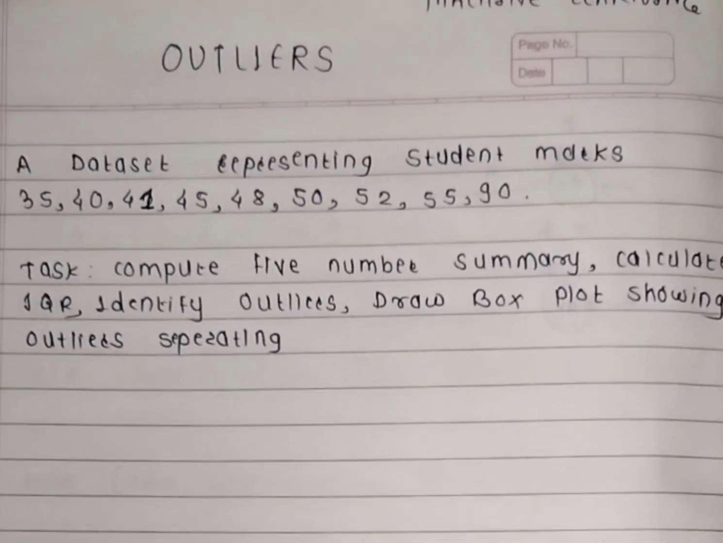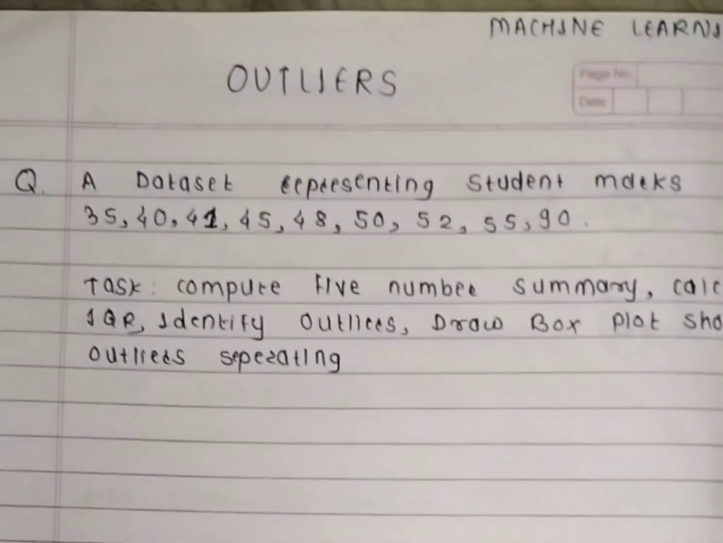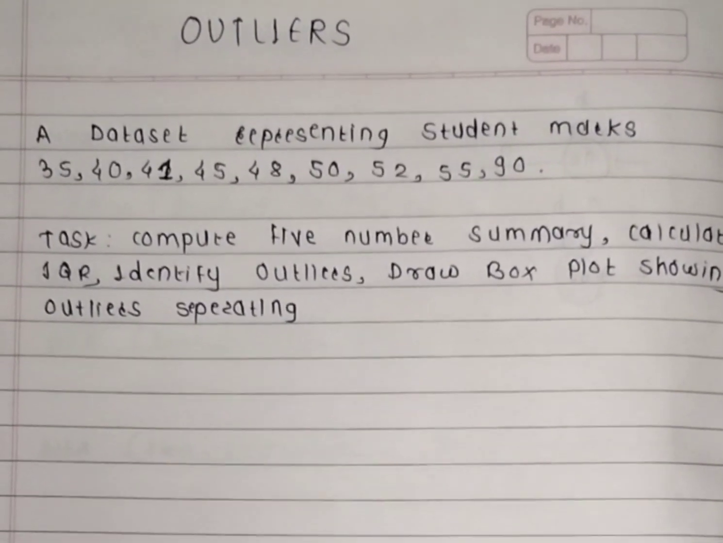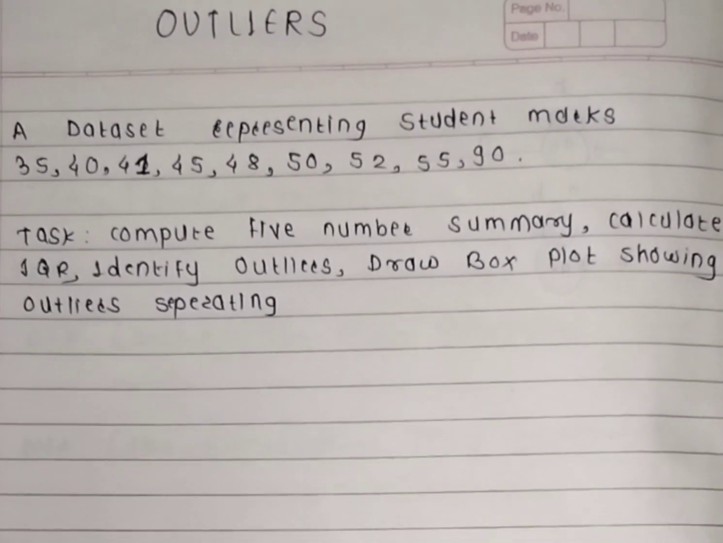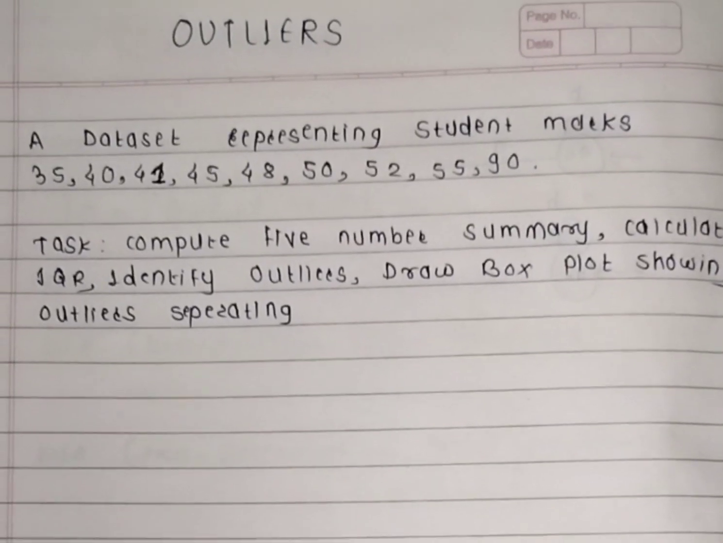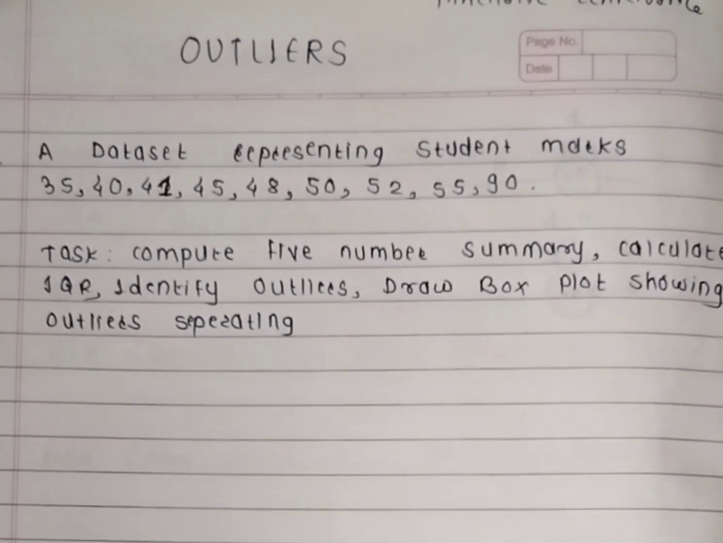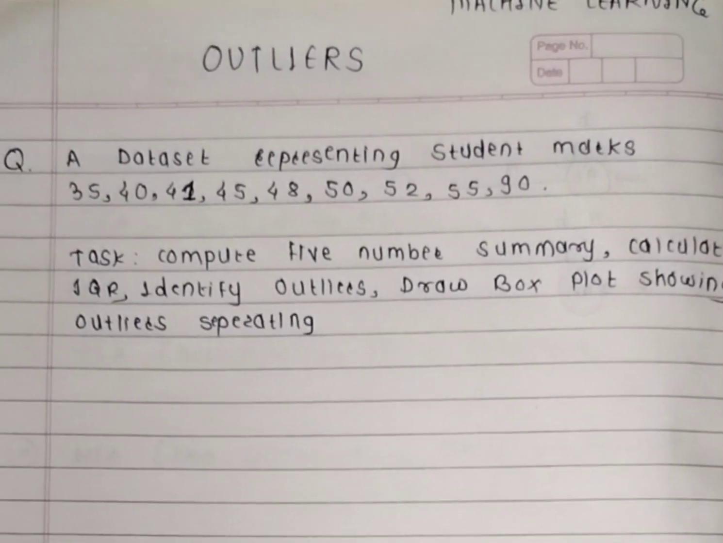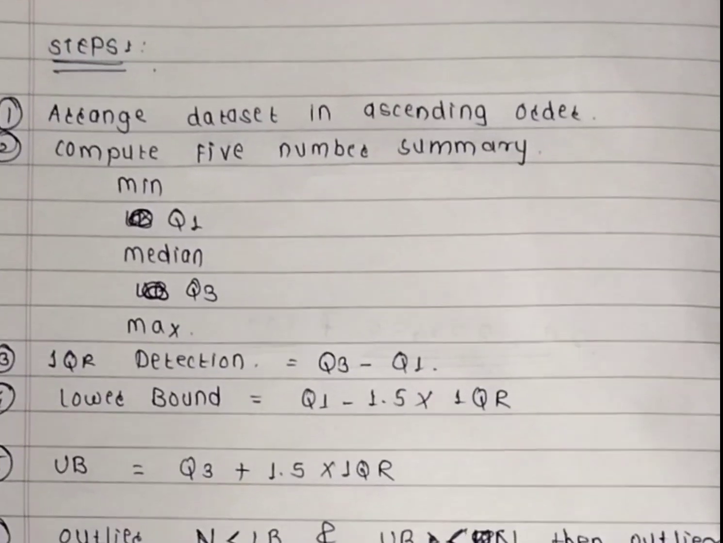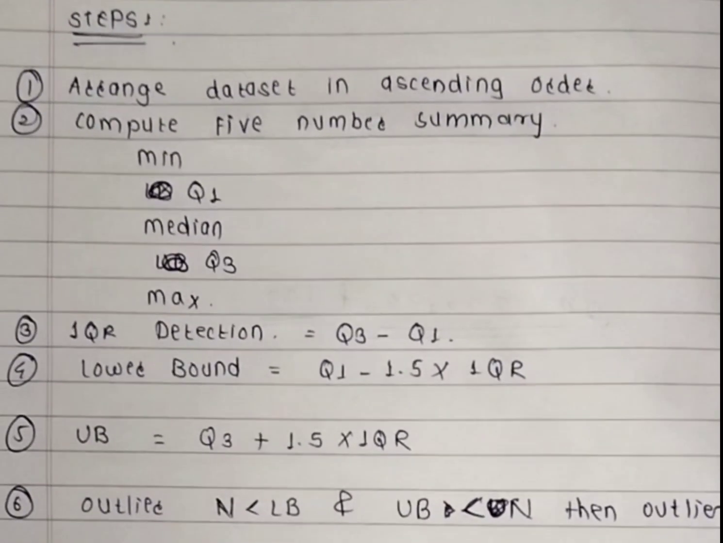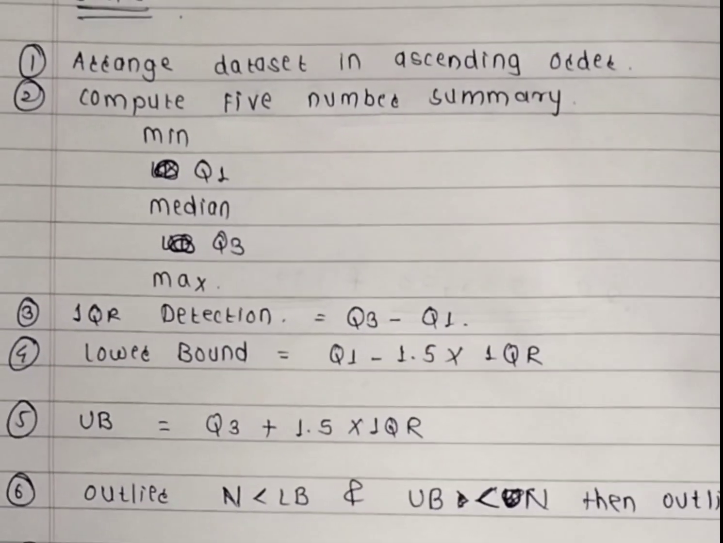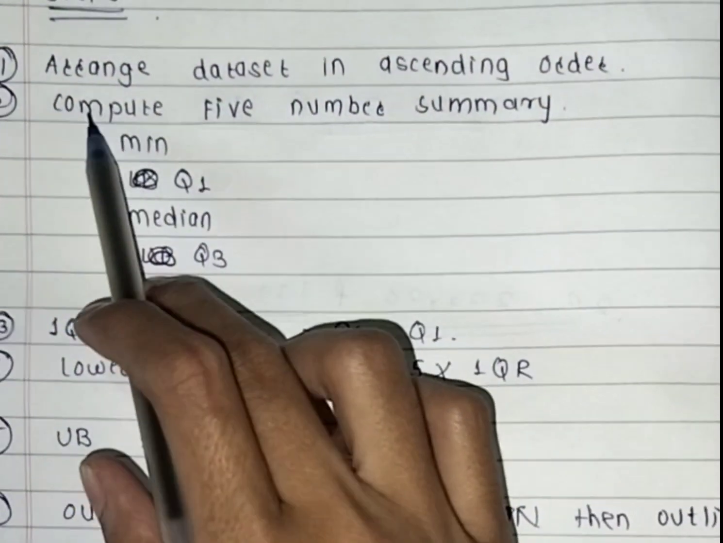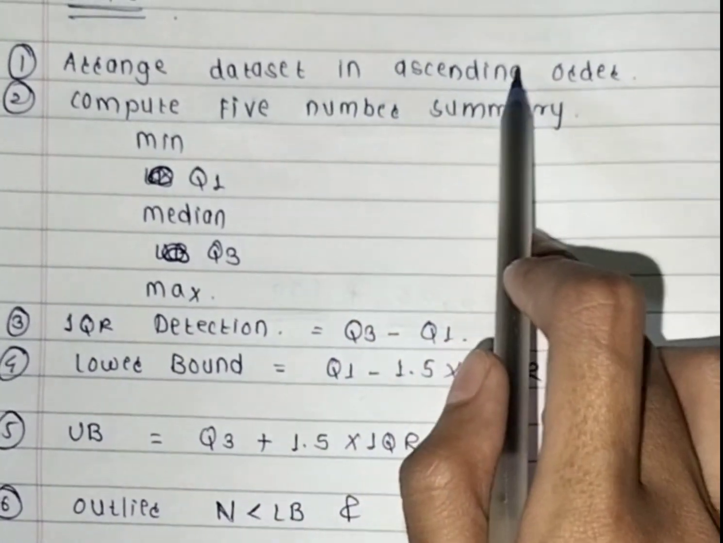Therefore, in machine learning, we usually identify, detect and analyze the outliers before our model begins training. So let us see the steps we use while solving an outlier example. So now these are the steps we will use while solving the outliers example in machine learning. So first we will arrange the given data set in ascending order.